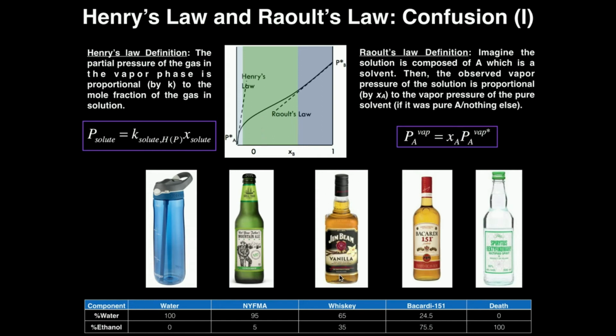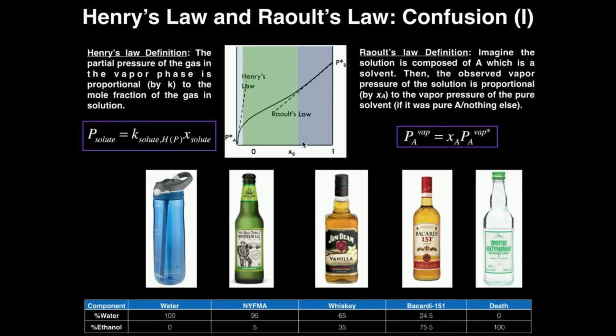Okay? Let's increase the alcohol percentage even more. We've got Bacardi 151, 151 proof, so 75.5% ethanol, 24.5% water. Now we're probably over here on the curve in this cadet blue region. So this would actually be following Raoult's law, plausibly, because the mole fraction of our A is now within this region. If we consider A to be our ethanol, now we're under the region that's satisfied with Raoult's law.